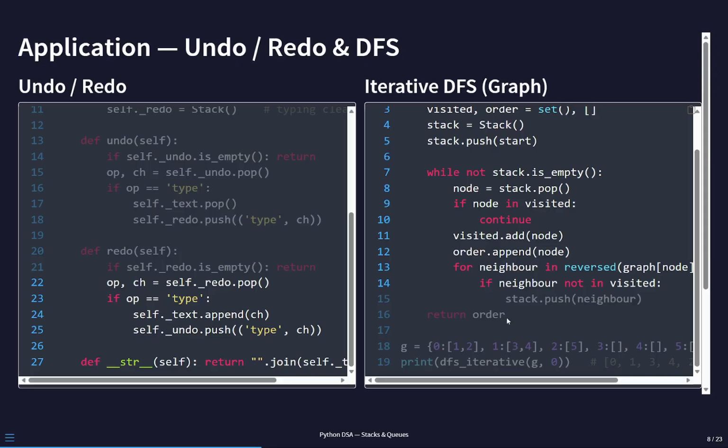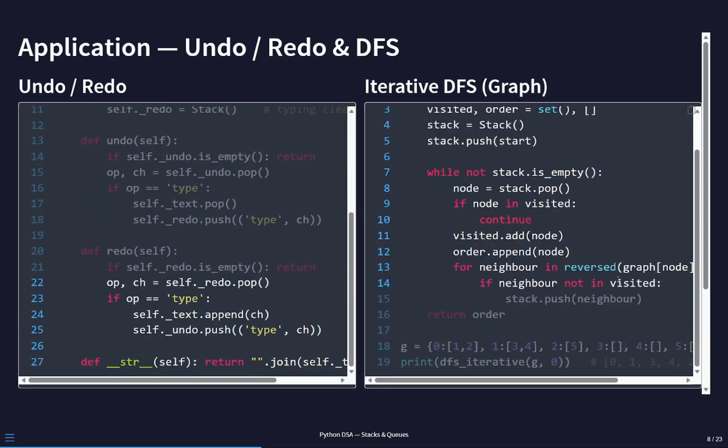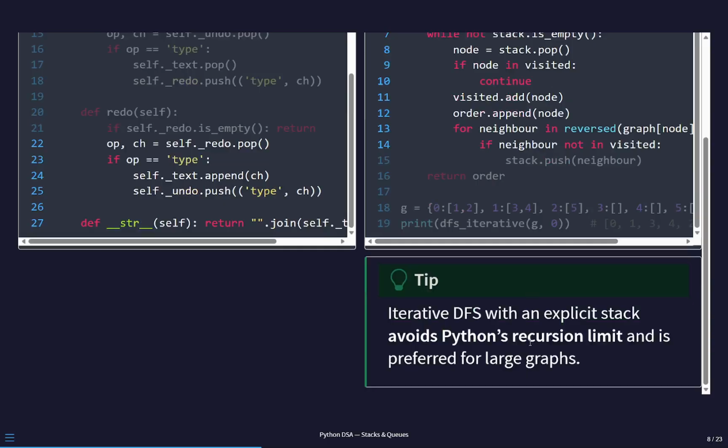Click. The callout is important in practice. Recursive DFS on a large graph will raise a recursion error once the depth exceeds Python's limit of about 1,000. Iterative DFS with an explicit stack has no such limit. For production code dealing with large or deep graphs, always prefer the iterative version.